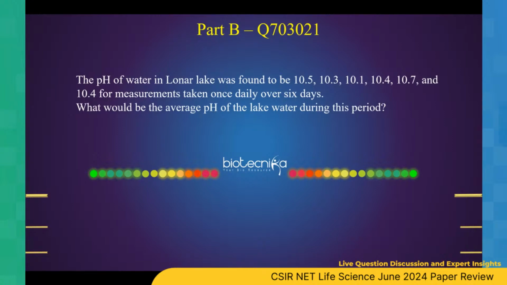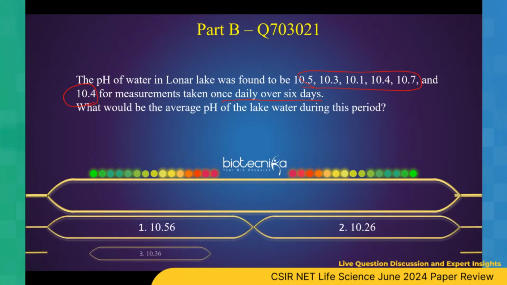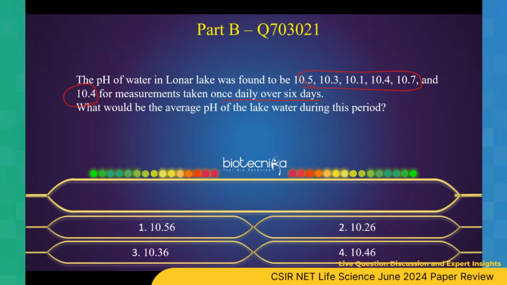This is regarding pH. The pH of water in Lonar Lake was found to be 10.5, 10.3, and so on. They have given all the pH values, for measurements taken once daily over 6 days. What would be the average pH of the lake water during this period? This is what the question is all about. You have to tell me how to go forward with this question. Tell me how to calculate the average pH.